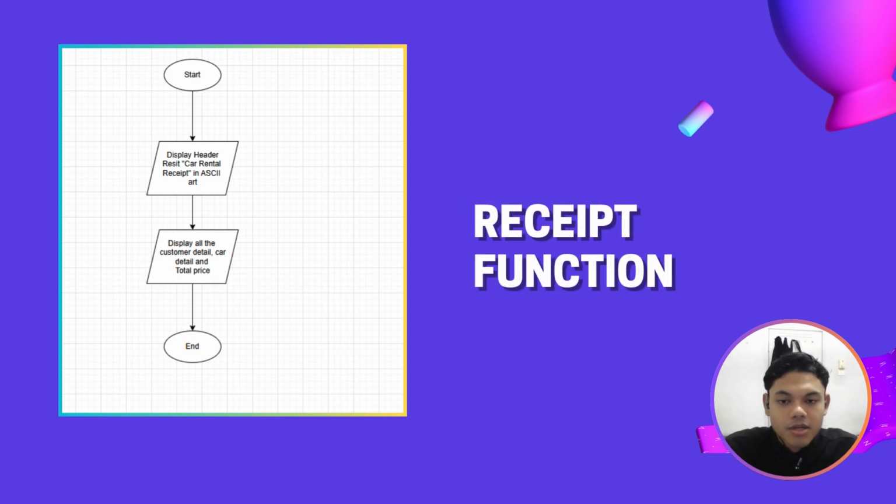Lastly, the receipt function. In this function, the program will display a header named car rental receipt in ASCII art. Next, the program will display all the customer details, car details and total price. For example, the program will display the customer's full name, customer phone number, the car name that has been selected, its daily price, and how many days the customer rented the car.